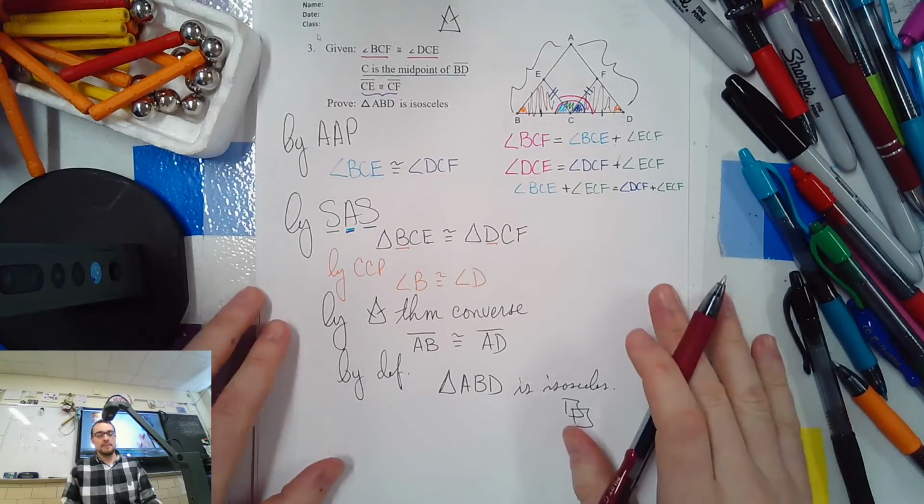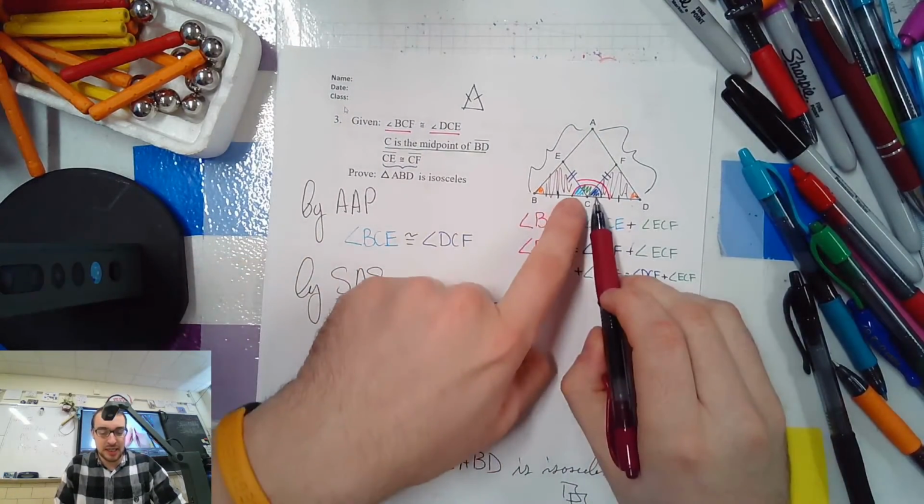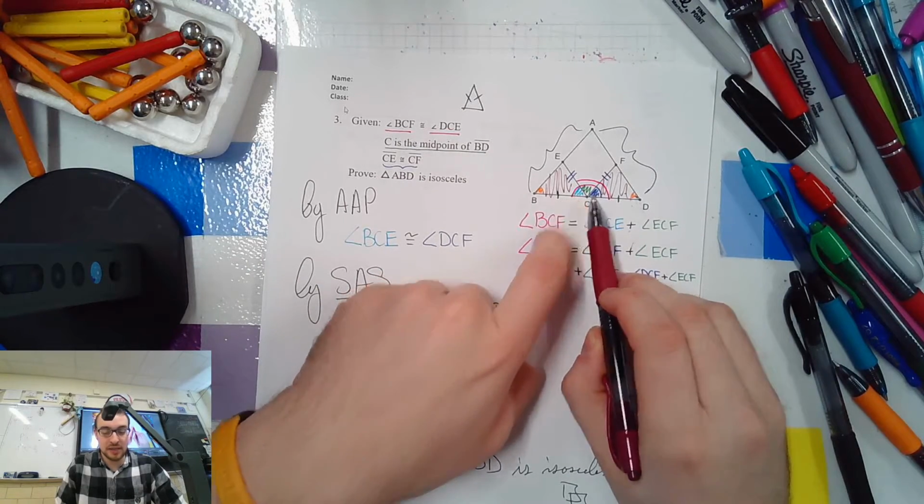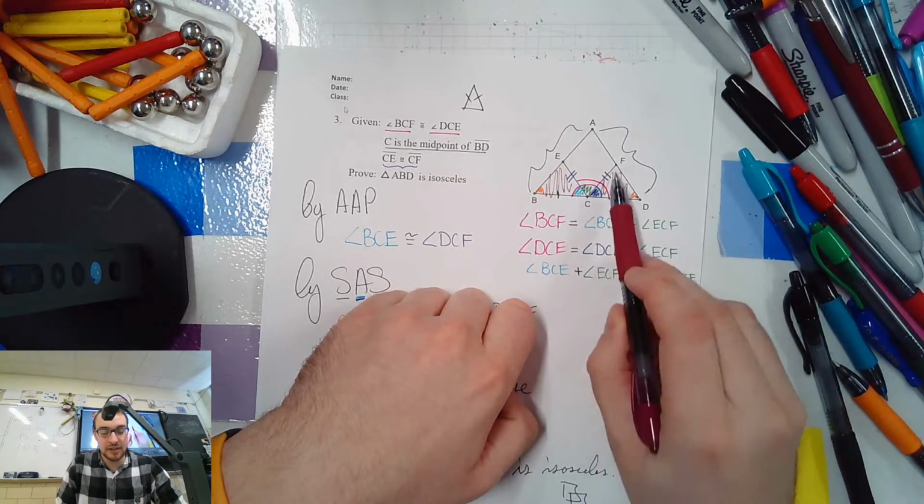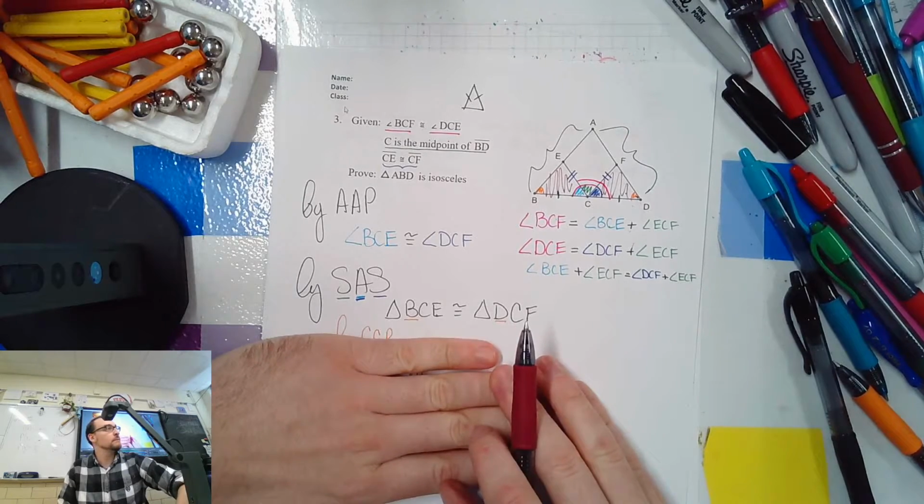I'm going to do it one more time. By angle addition postulate, I prove those two angles the same, which then allows me to say the triangles are the same by side angle side. Okay? Good up to there? With me up to there?